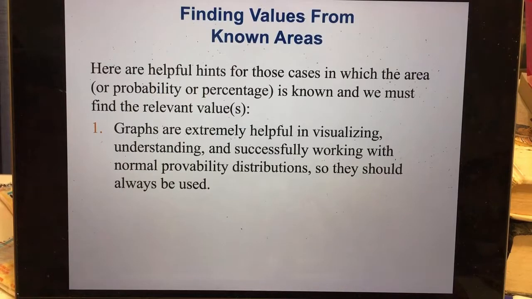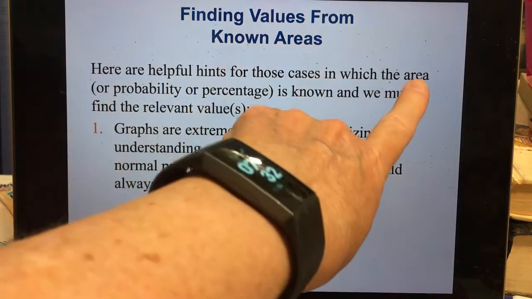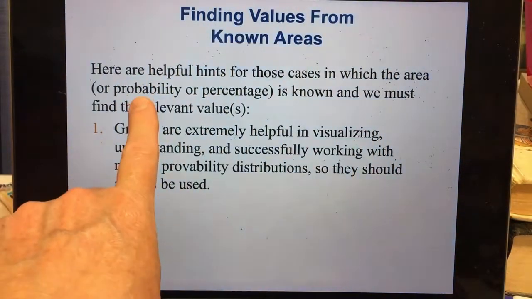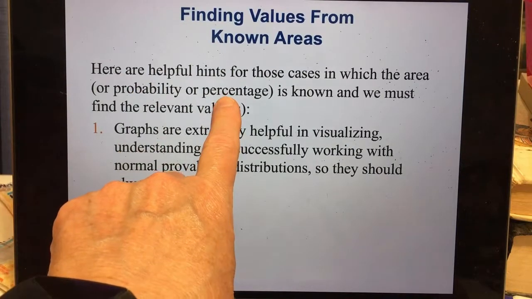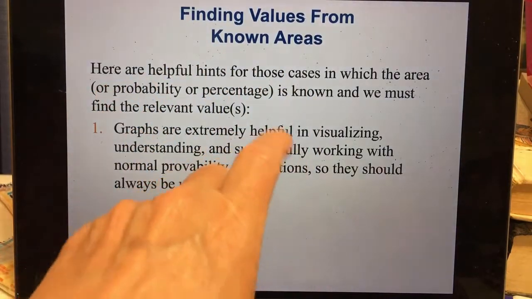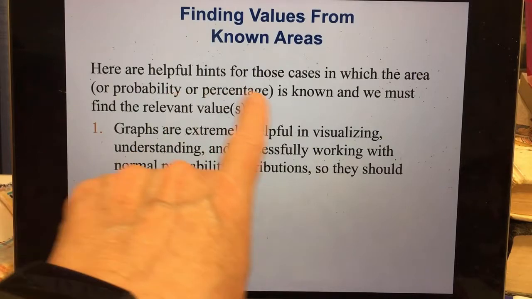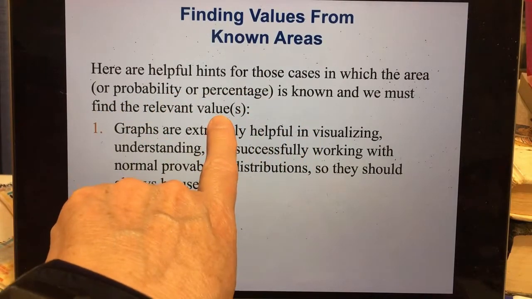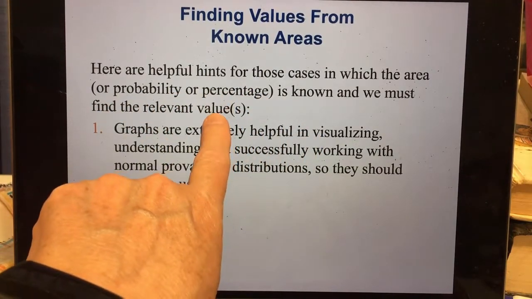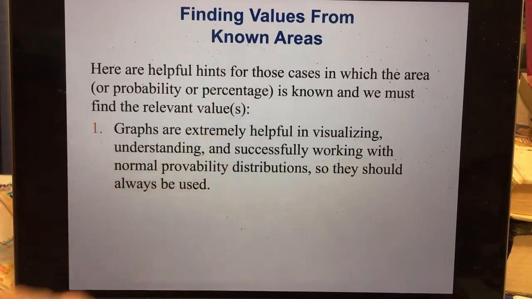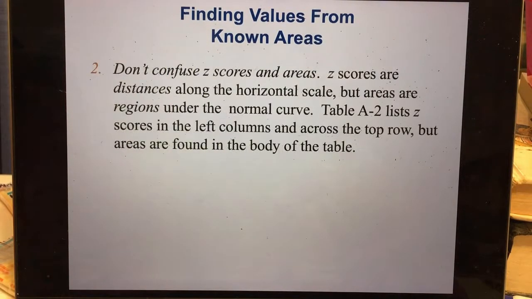Okay, so here are helpful hints for those cases in which the area or probability or percentage are the same thing. The area under the curve, the probability, and the percentage are all the same thing. So when we know those, and we must find the relevant value, that's the value of the random variable x. Graphs are extremely helpful in visualizing, understanding, and successfully working. So draw a graph. It'll make it clear to you what you're trying to do.